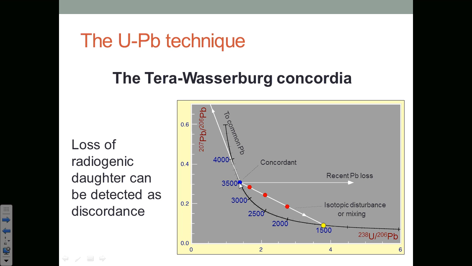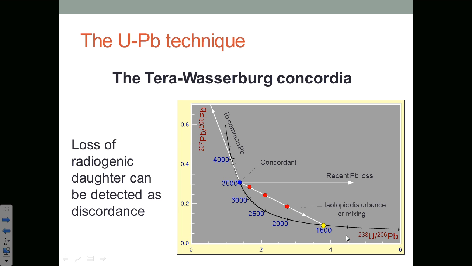And if you're getting mixing of those two components, then it'll look exactly the same as if there was isotopic disturbance. So it's a very useful kind of diagram for deciphering more complex histories and to see if the different isotopic systems reflect mixtures or have been closed systems since the formation of that mineral.